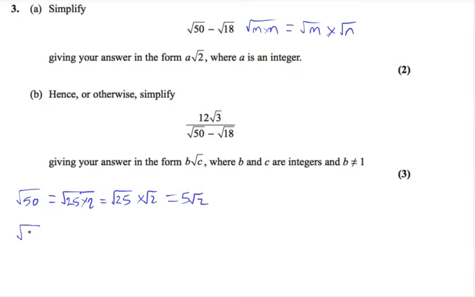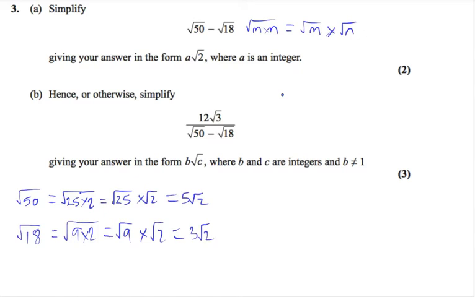18 we can write as a product of 9 and 2. So root 18 becomes root 9 times 2. Again, using the rule, this becomes root 9 times root 2. The square root of 9 is 3, so we have 3 root 2.